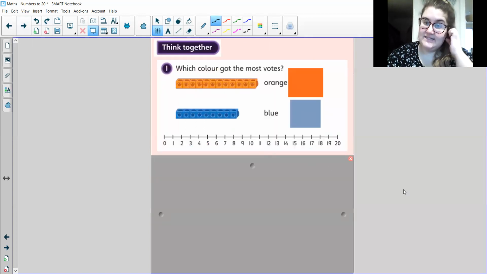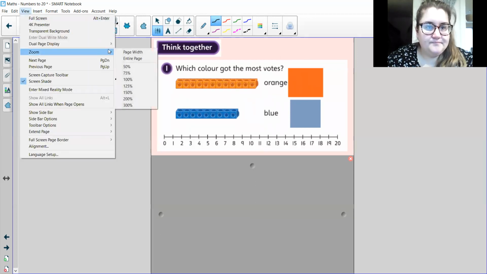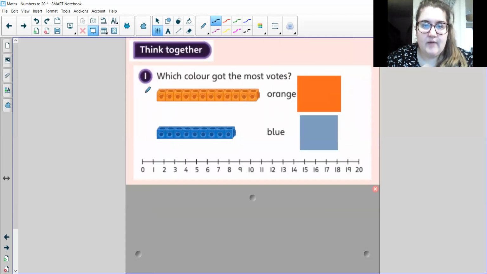So let's have a look at our think together. It says, which colour got the most votes? So was it the orange cubes or was it the blue cubes? Now, we've got to remember what Ash was saying yesterday, and Ash was saying that you can't always just assume the longer line represents more. So I think we should check them. So can you count with me? Let me zoom in a little bit. There we go.